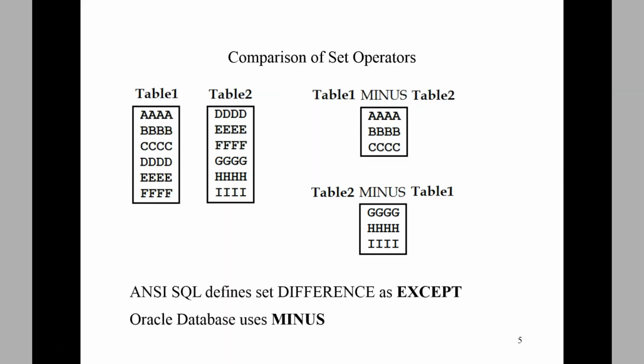The ANSI standard defines this operator, the set difference operator, as the keyword except. And you'll find that except is supported by IBM's DB2, Microsoft SQL Server, among other systems. Oracle Database supports this operator using the keyword minus. Oracle supported this set difference operation before other systems adopted it. They chose to use the word minus, and to this day continue to support the keyword minus rather than except.